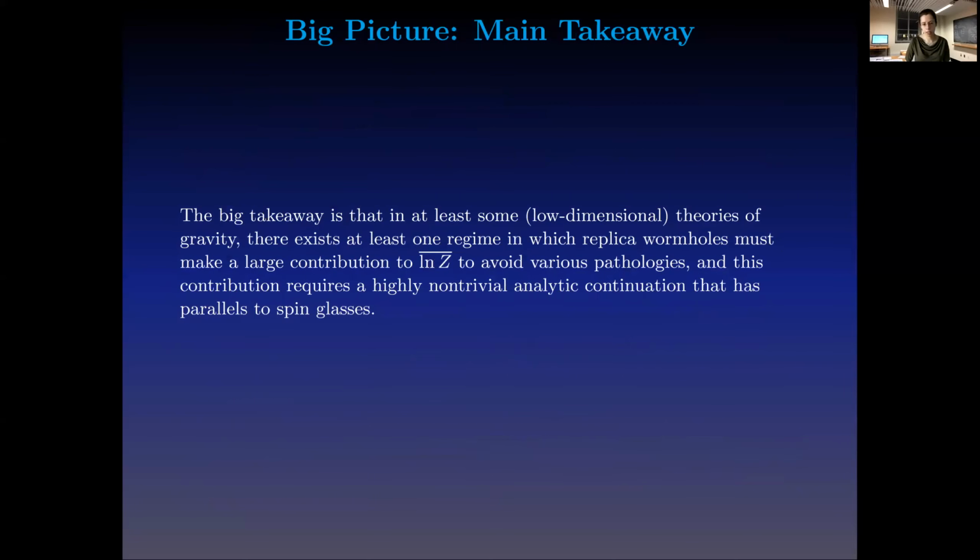So the main takeaway is that in at least some low-dimensional theories of gravity, there exists at least one regime in which replica wormholes have to make a large contribution to log Z to avoid various pathologies. And this contribution most likely requires a highly non-trivial analytic continuation that has some parallels to spin glasses. So if you can only take one thing away from this talk, let this be it. And now I'm going to tell you in more detail what we actually did.